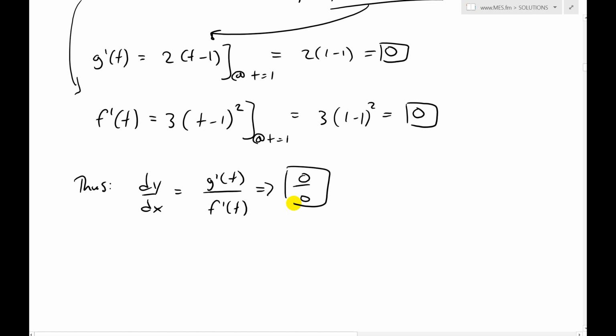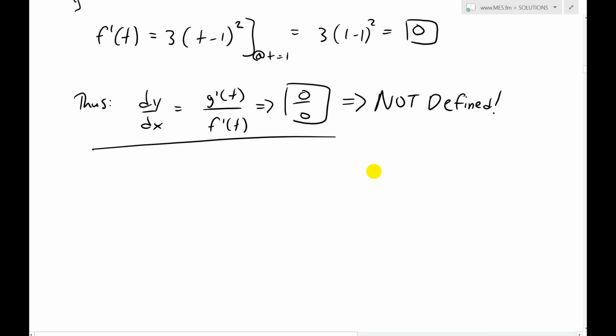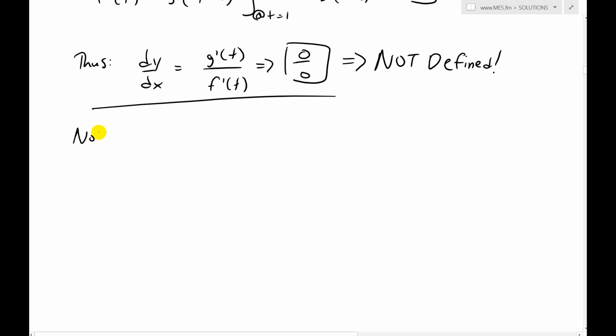Because this is 0 over 0, and this is, well, not defined. Like this, not defined. So we can't just assume it's going to be 0. It's not defined, and here I'll show you what it ends up being. So note here, just for completeness, what we have is if we were to take the limit.